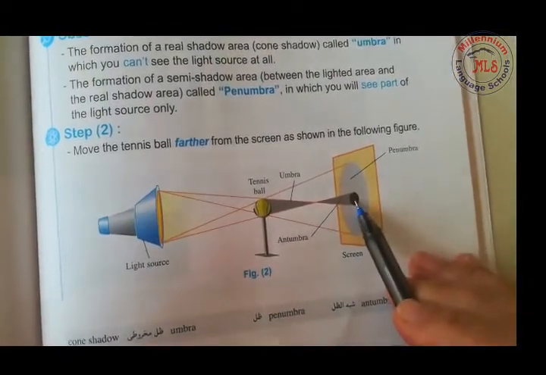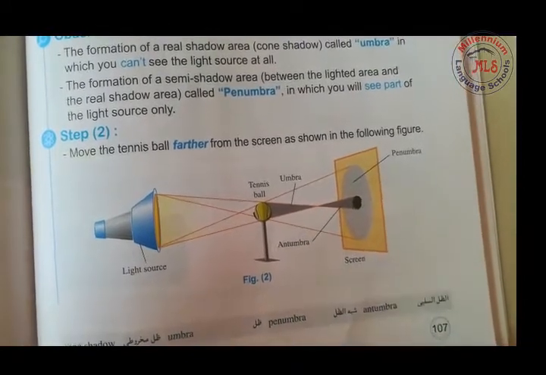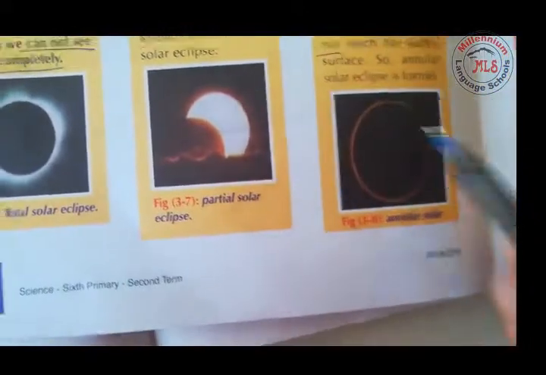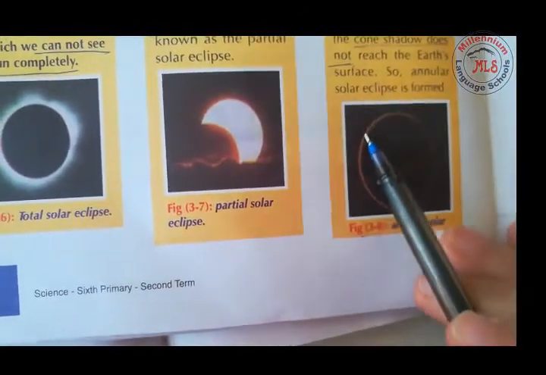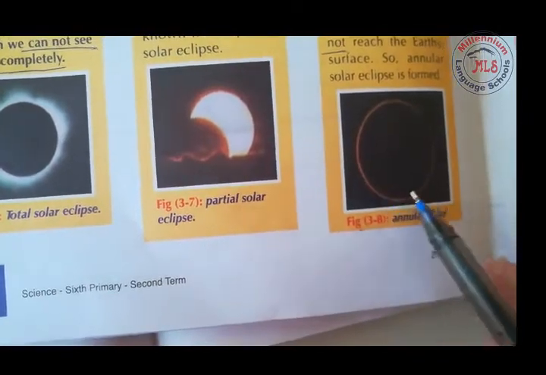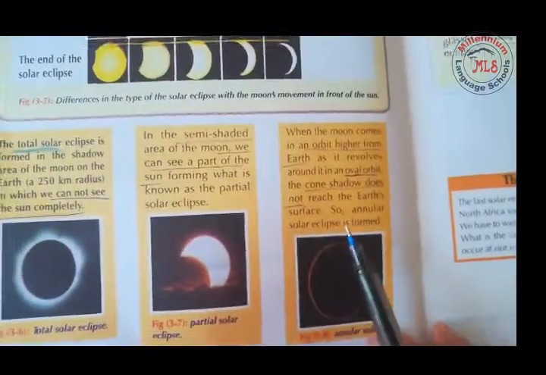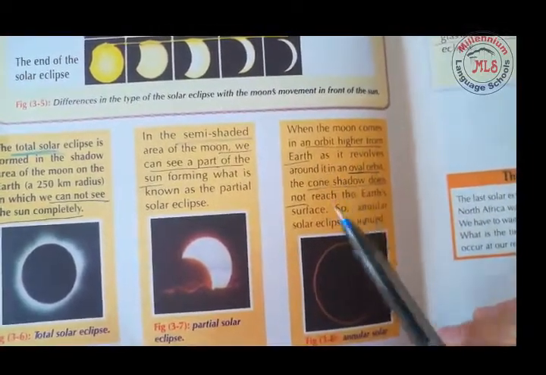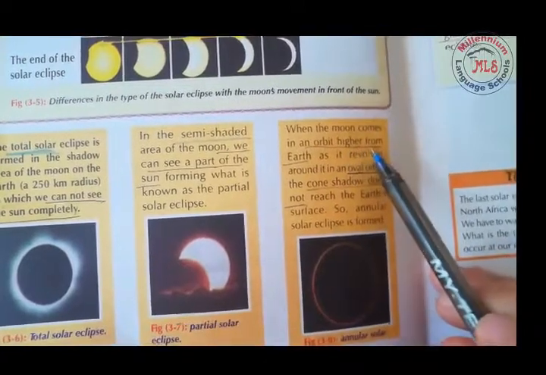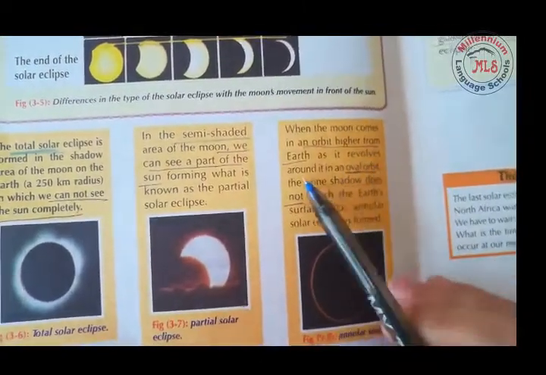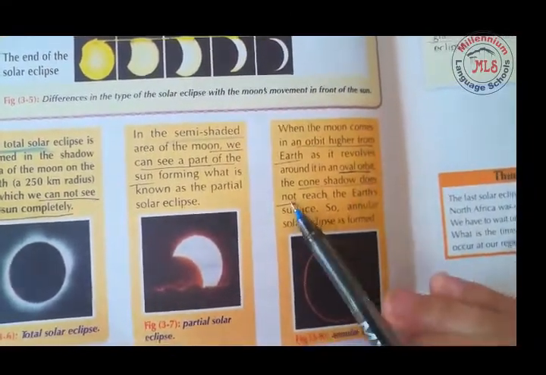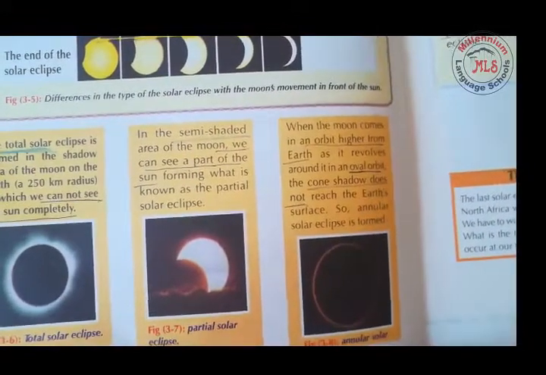In this area, we can see the sun as a ring, like this shape. This is the moon, and this is part of the sun, which appears as a ring. So it is called annular solar eclipse. Annular solar eclipse takes place when the moon is at a higher distance from the earth, as it revolves around it in an oval orbit. The cone shadow doesn't reach the earth, so an annular solar eclipse is formed.